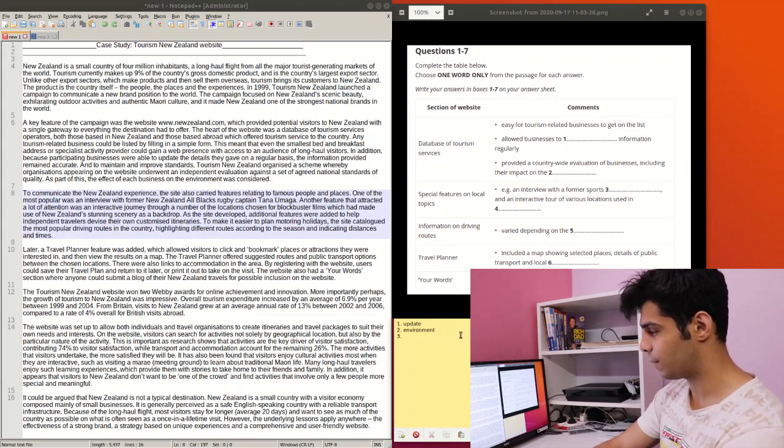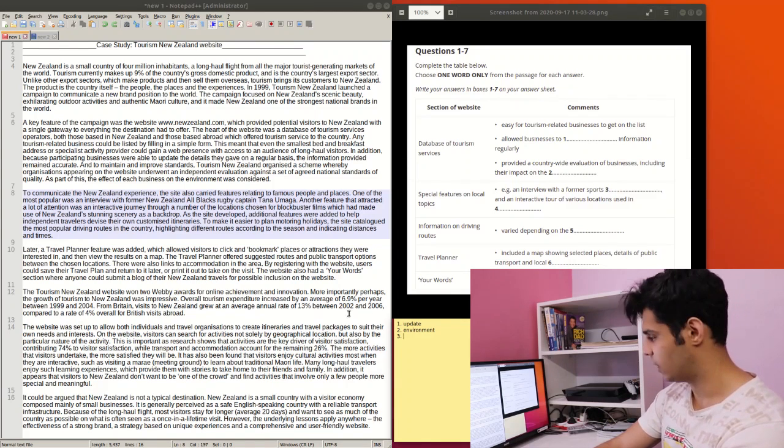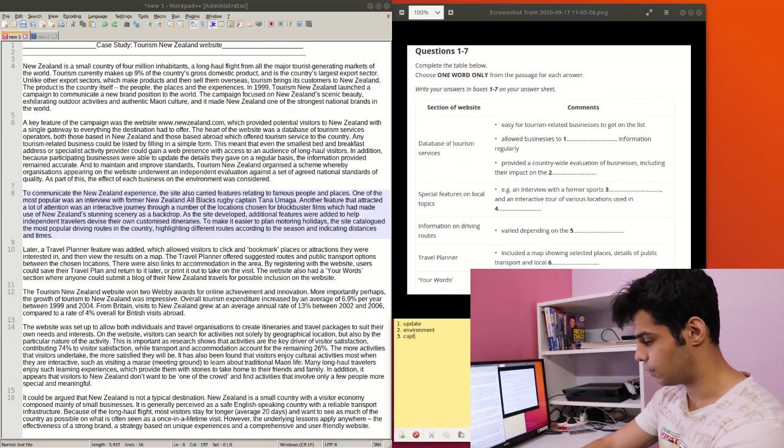So they're talking about a captain. Interview with a former sports what? Well, he's a former sports captain, All Blacks rugby captain, right? And that fits. So we'll say captain over here. Okay, we'll move on to the next one.